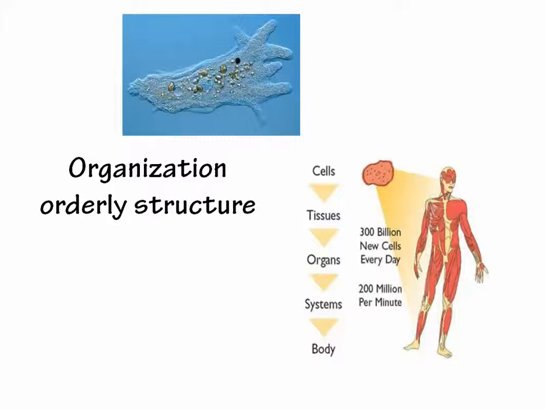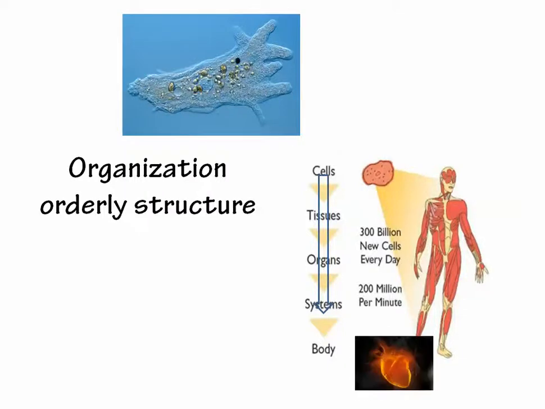In the case of multicellular organisms, the cells actually organize themselves into tissues, tissues into organs, and then organs into systems. We see that exhibited in the circulatory system and even in a system like you're looking at right here, the muscular system. That's one of the first characteristics of life, is the organization, the fact that there's an orderly structure that exists within organisms.